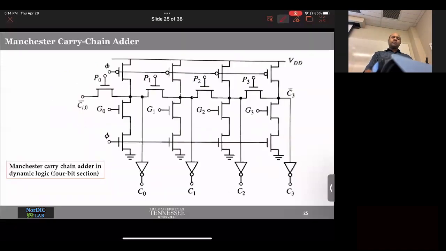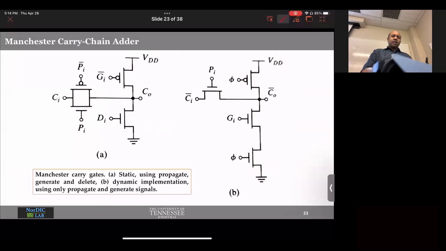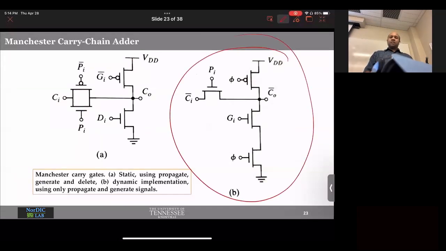Okay, now moving forward. See this circuit? This is just a one bit adder, right? Just a single bit adder.